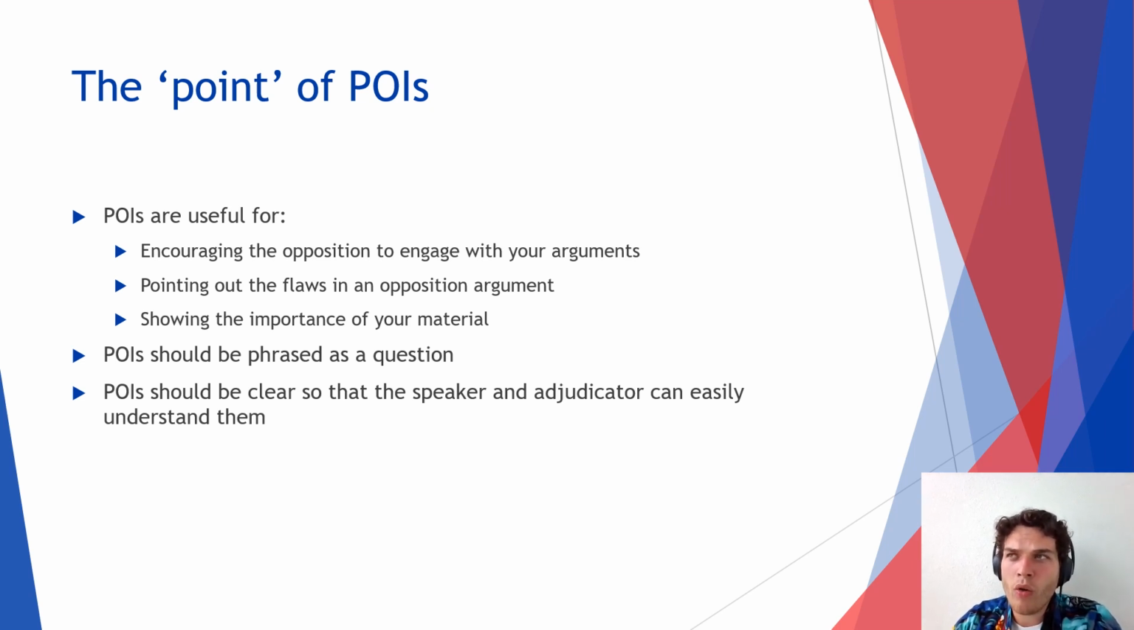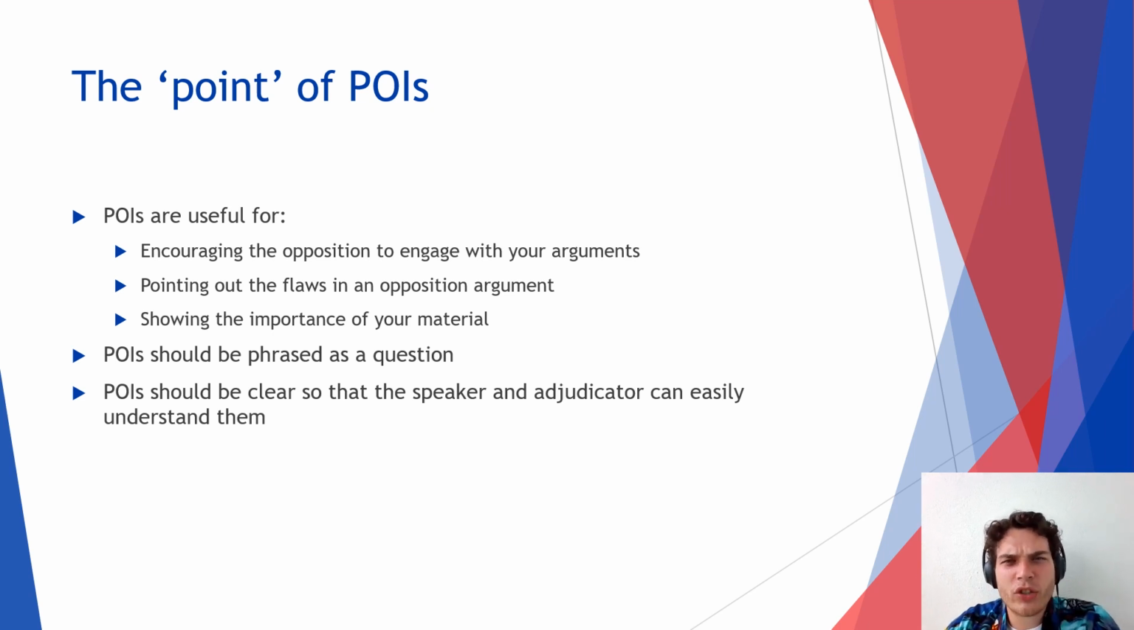Or you can say, well, why would people really change their behavior and buy other products if sugary drinks will still be cheaper than the healthy alternatives? That's another kind of POI you could ask. See how it's a question? It's not a statement. It's not saying you're actually wrong, you should have said this, or that claim is wrong because of this. You're asking them a question. You're asking them to engage.